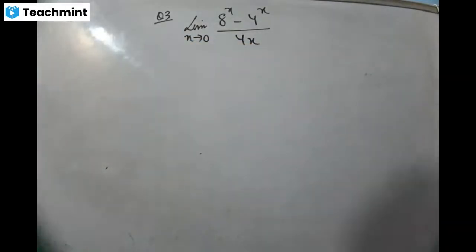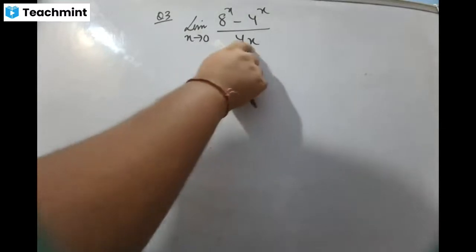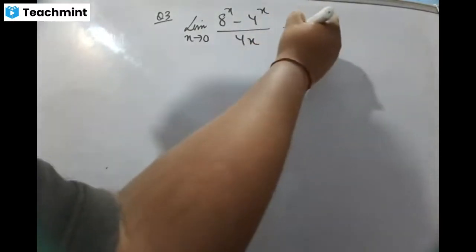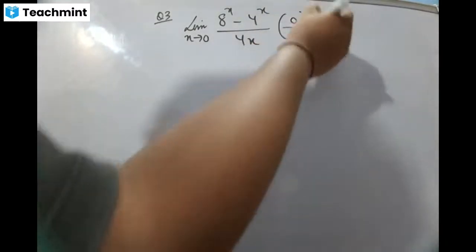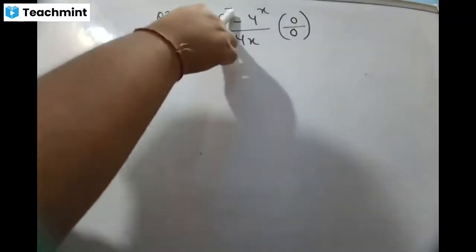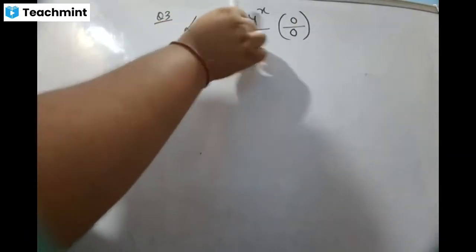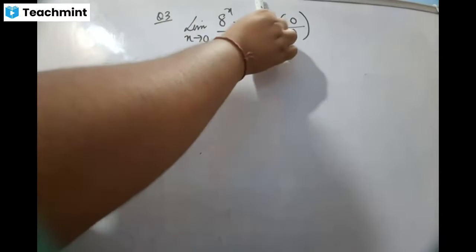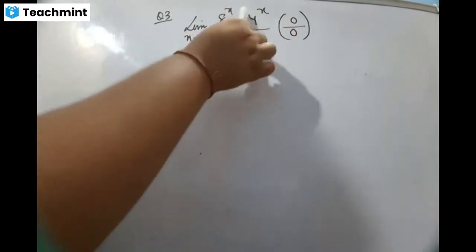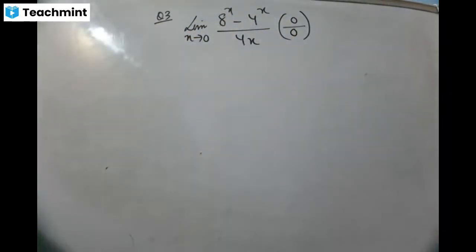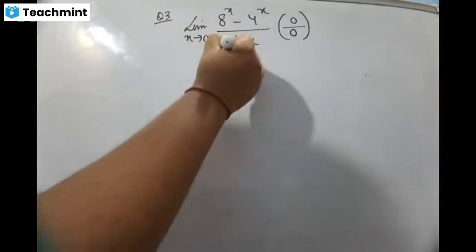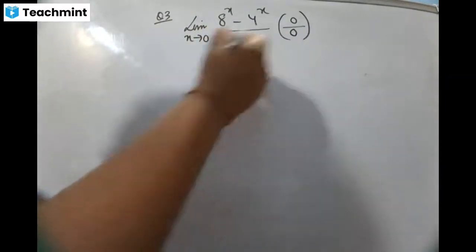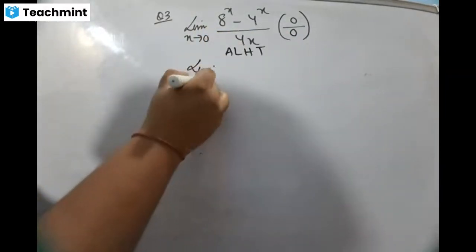So come on, help me out. First, put the value of x. 4 zeros are 0. So if the denominator is 0, numerator is bound to be 0. If you don't believe, you can check. 8 to the power 0, anything to the power 0 is 1. 4 to the power 0, anything to the power 0 is 1. So 1 minus 1 is 0. So 0 by 0 form. So we apply L'Hospital's theorem. So applying L'Hospital's theorem, you get limit x tends to 0.